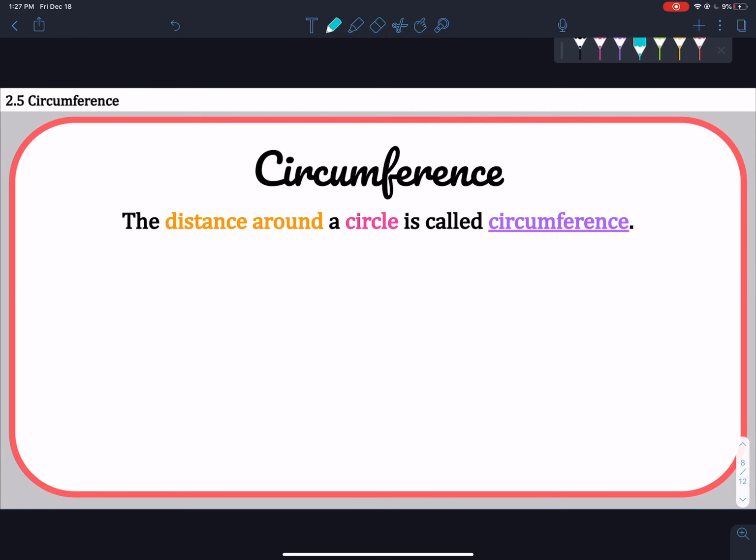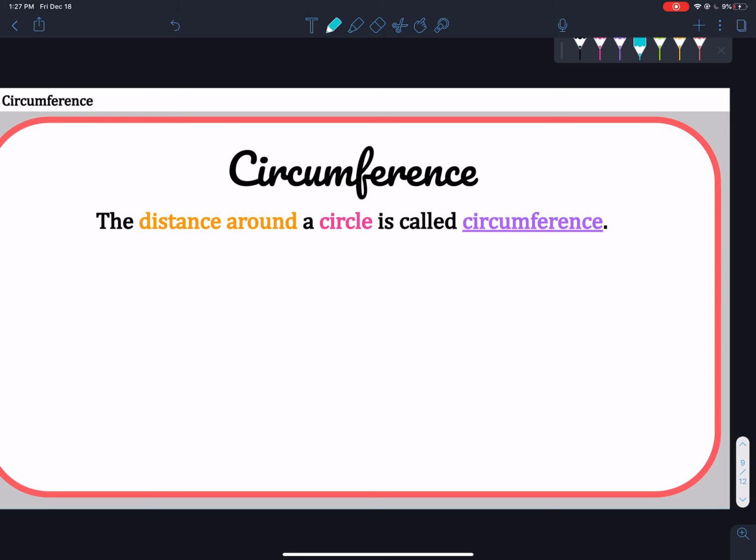Next thing I want to talk to you about is circumference. The distance around a circle is called circumference. So very similar to what we were doing in 2-3 when we were finding the perimeter. Just keep in mind it's not as simple. We can't just add up the sides, right? The circle only has one continuous side, so we have to actually use other information to find it.